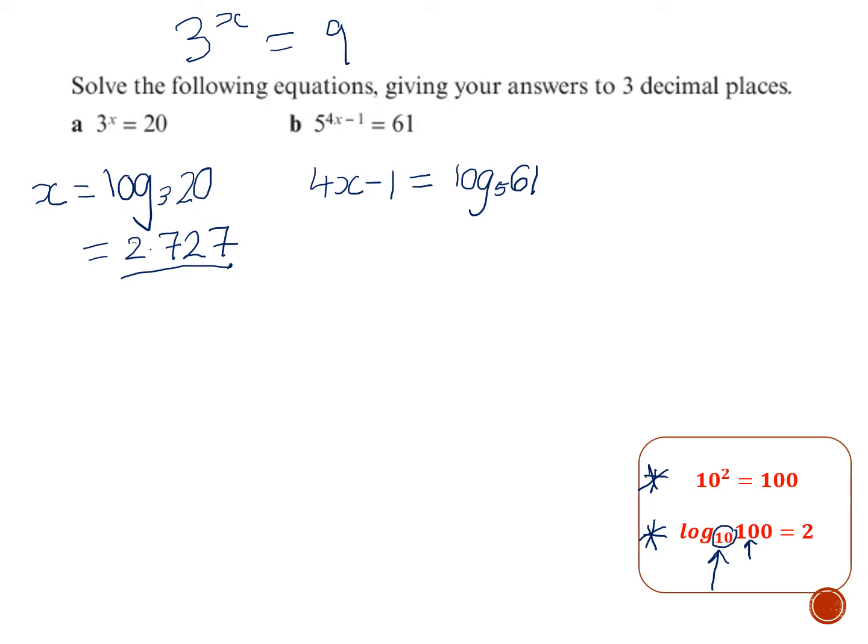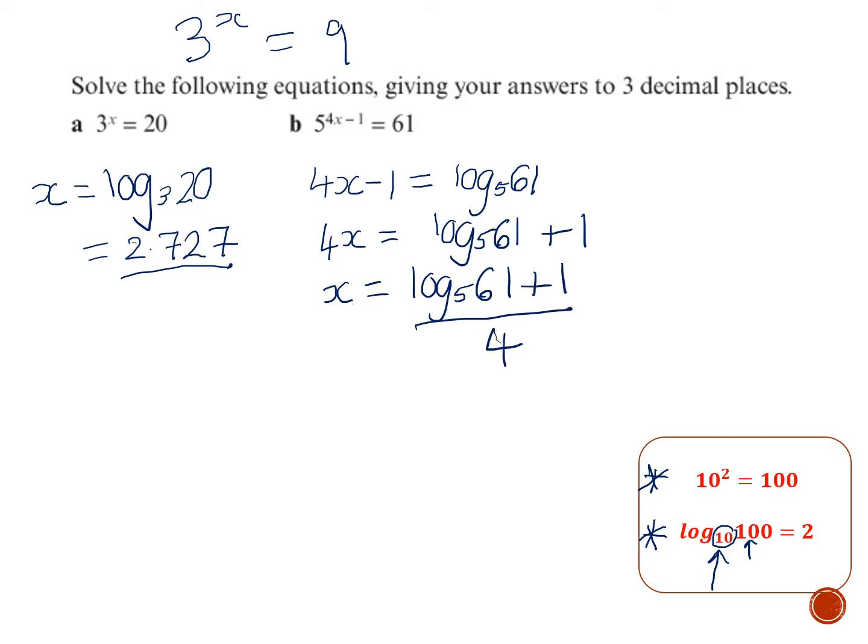Okay, so remember, your calculator will tell you what the answer is for that. What I'm going to do before I reach for my calculator is just do my rearranging. So what I'll do first is I'll say that that's equal to log to the base 5 of 61, and then I've taken the plus 1 over the other side. And then just to get x on its own, I'm going to do log to the base 5 of 61 plus 1, and then I'll put all of that over 4. So I'm going to show my working and do my rearranging before I reach for my calculator.